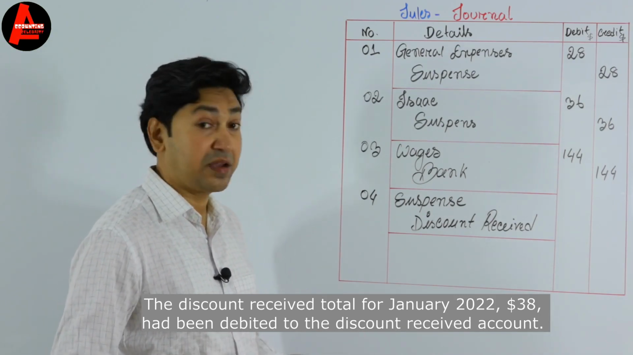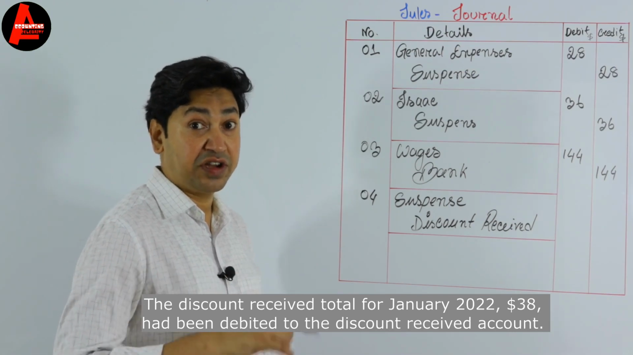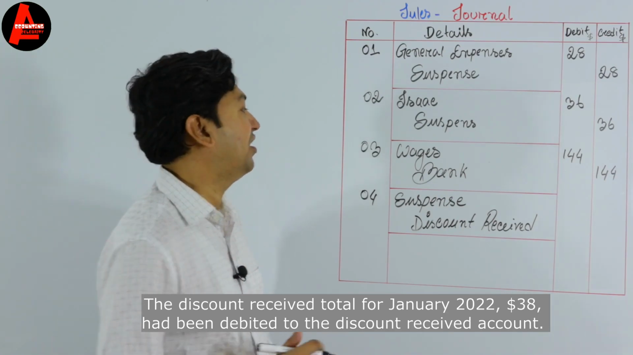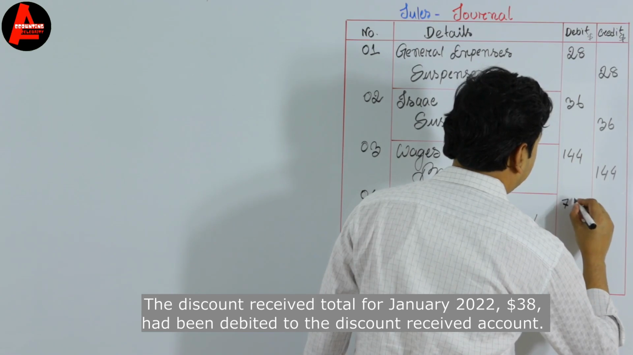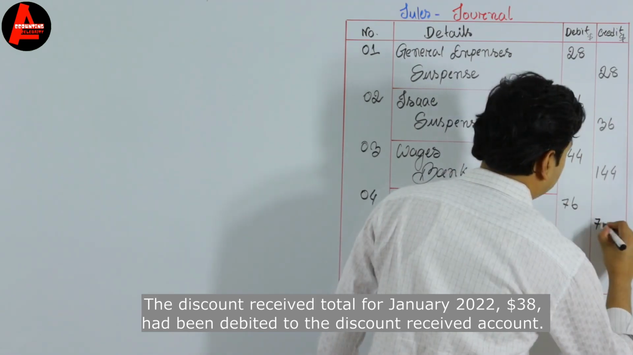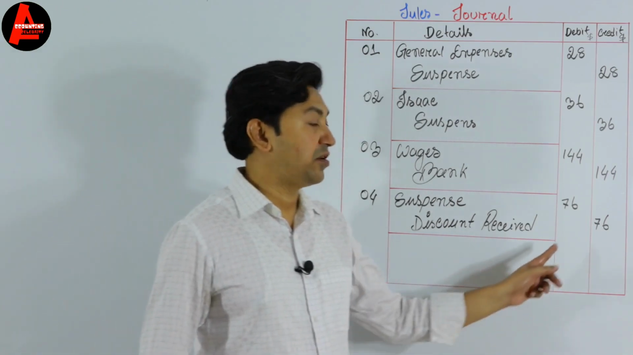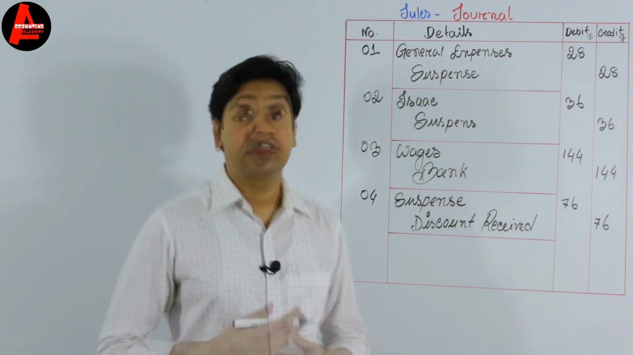If you see this type of transaction, like a credit transaction written as debit or a debit transaction written as credit, you just double the amount. So let us write here 76, 38 times 2. So we can write here discount received is credited by $76, correction of errors. Okay, so this is done.